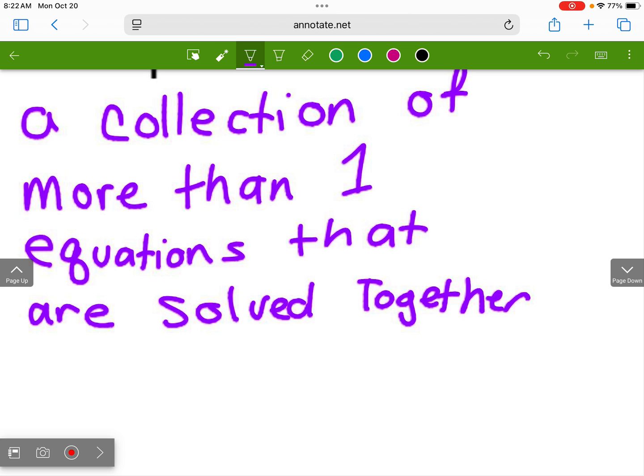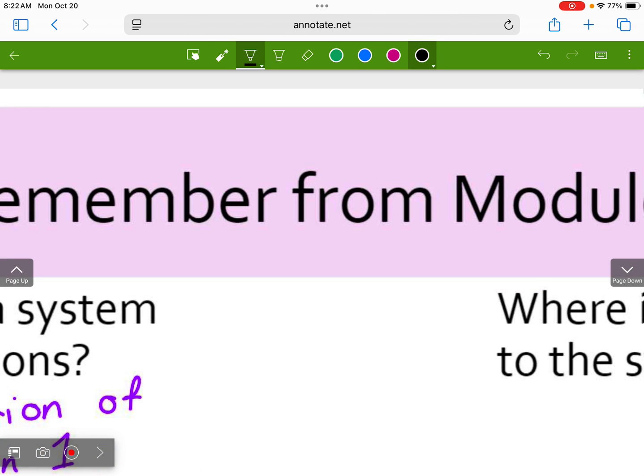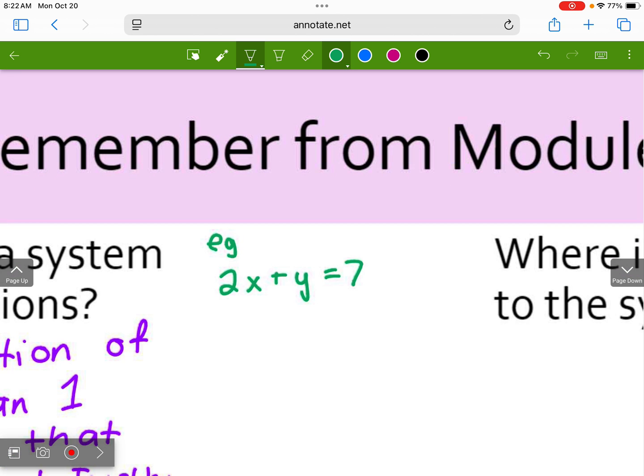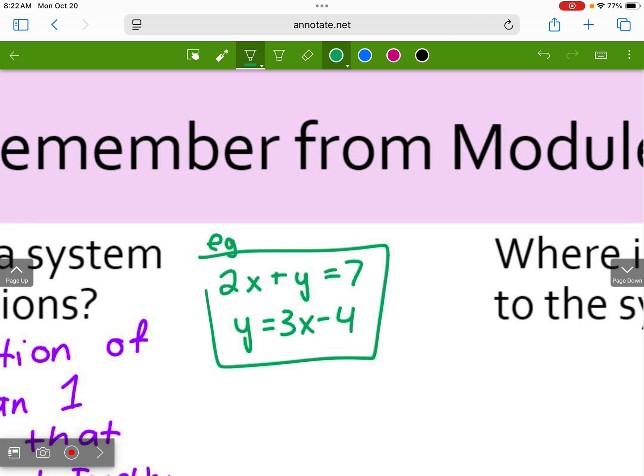We had these with 2 variables. We had these with 3 variables. We had all kinds of pieces with it. But an example of a system of equations would be 2x plus y equals 7 and y equals 3x minus 4. This is a system of equations when we have 2 lines. We did it with 2x plus 3y plus z equals 4 and 3x plus 4y plus z equals 7, and those guys were also a system of equations. So anytime we have more than one equation that we're working together, it's a system.